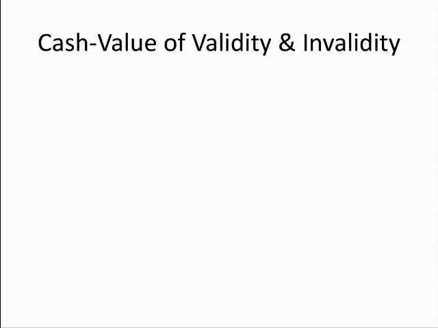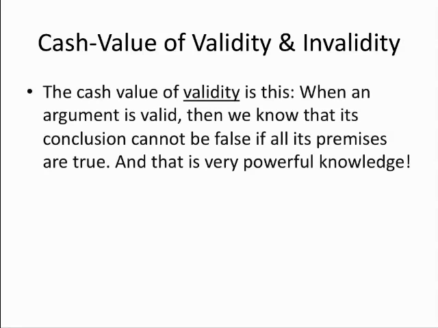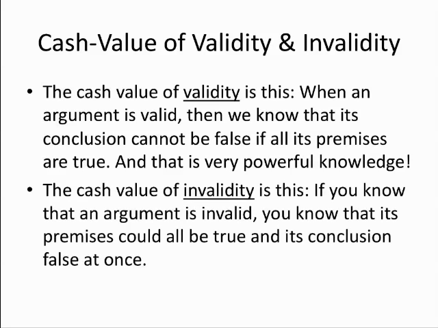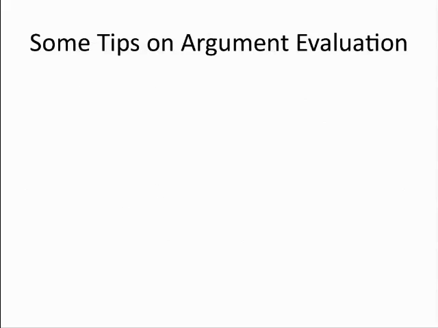So what can we put in the bank? What is the cash value of validity? A valid argument must have a true conclusion if its premises are also true. It's impossible for its conclusion to be false. And in an invalid argument, it's possible for the premises to be true and the conclusion false, which is never the case in a valid argument.